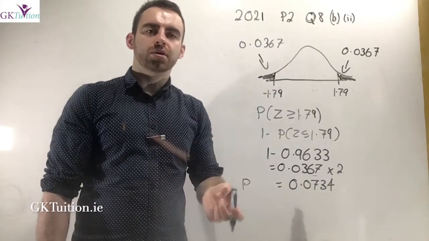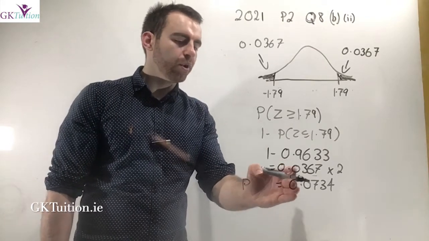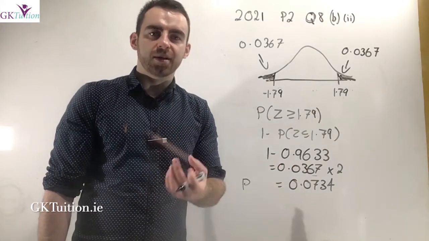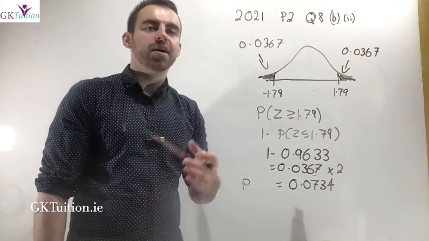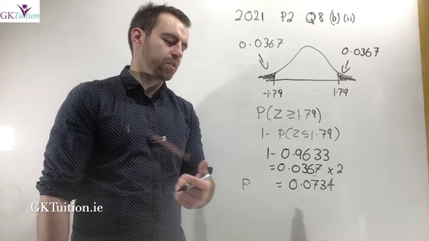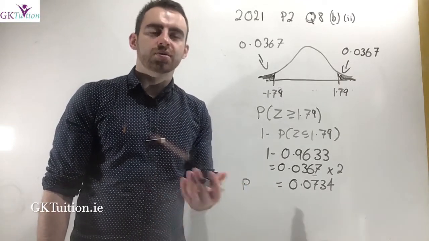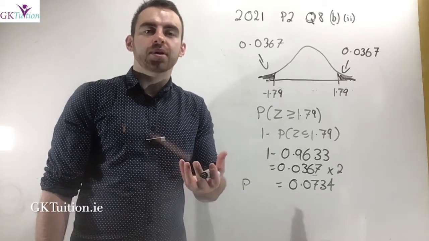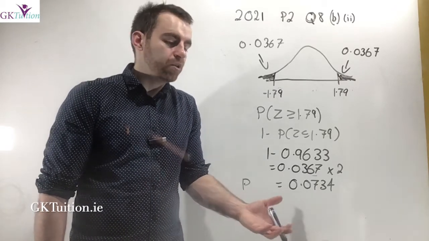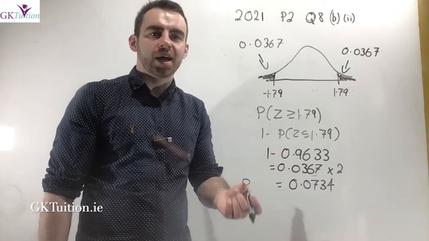Remember, when we're making conclusions, if your p-value is bigger than 0.05, then you fail to reject the null hypothesis. If it's less than 0.05, then you reject the null hypothesis. Clearly this value is greater than 0.05, so in this case we're going to fail to reject. Or in other words, the claim that was made by the newspaper, it might be true. There's not enough evidence to suggest that the newspaper were exaggerating.